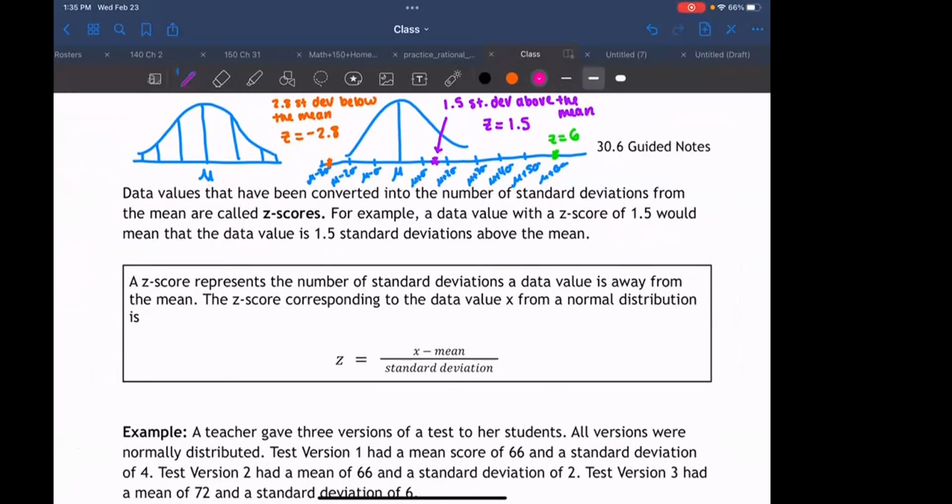Let's talk about how we actually calculate it. Let's pretend we're given a data value x. For example, a student's score on the exam might be x, from a normal distribution, and we know what the mean is and what the standard deviation is. To get the z-score, we plug it into this formula: z equals our data value minus the mean, all over the standard deviation. If that's not making sense, I think an example is going to help us out here.